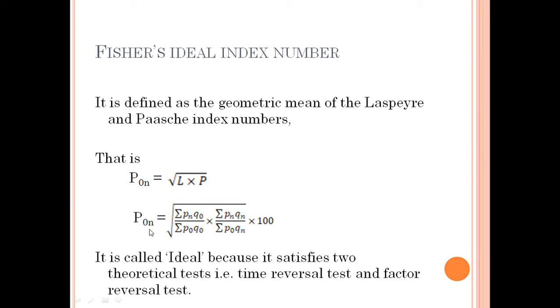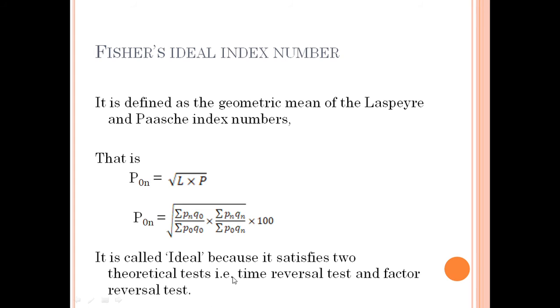This is the formula of Fisher's ideal. It is called ideal because it satisfies two theoretical tests. One is the time reversal test and the other is the factor reversal test. These are two types of tests which are applied on different index number formulas, and Fisher's index number satisfies both tests, so that's why it is called ideal.